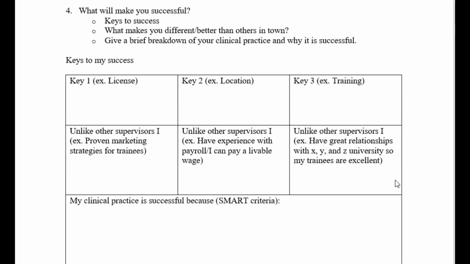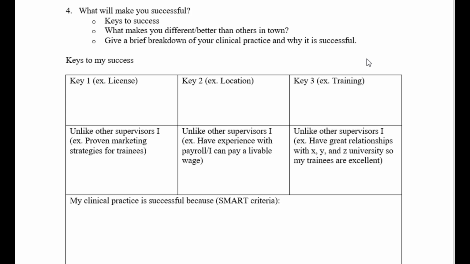Now let's go into some greater detail. What are your keys to success? What makes you different or better than other supervisors or other supervision practices in town? And then give a brief breakdown of your clinical practice and why it is successful. Remember at the beginning, we want to remind people that you're already successful at what you do. So here are some examples that we've provided.